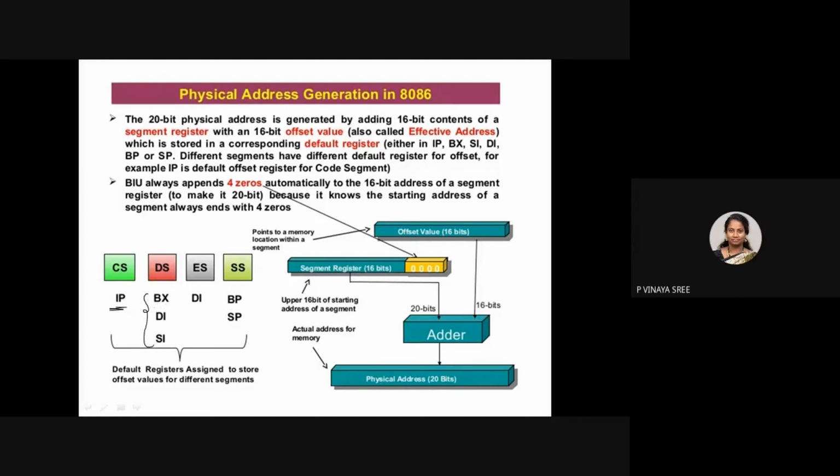BX is base register, DI is destination index, SI is source index, and for the extra segment, the offset register used is destination index. And for the stack segment, we'll be using a base pointer and the stack pointer. We'll be using two offset registers.